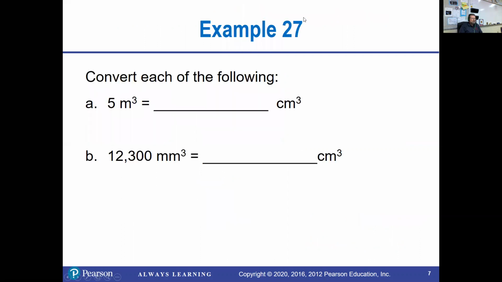All right, so let's look at converting then. Let's see if we can do this. Meters to centimeters, well, that's 2 places. For cubic, for volume, it's not just going to be 2 places, it's going to be 2 places 3 times. So if I start with a 5, you're going to go 1, 2, 3, 4, 5, 6.